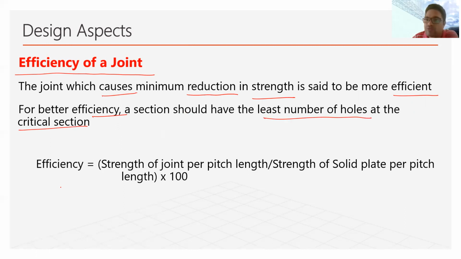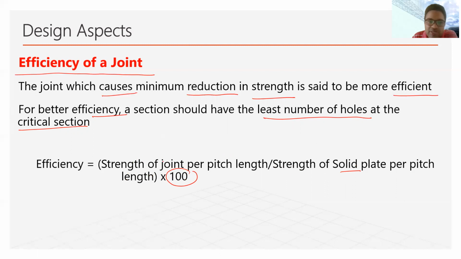Now how do we calculate the efficiency of any joint? The efficiency of the joint can be calculated using this formula: strength of the joint per pitch length divided by strength of the solid plate per pitch length, without holes, multiplied by 100. So efficiency we generally get in terms of percentage.